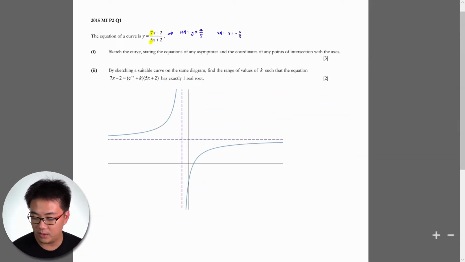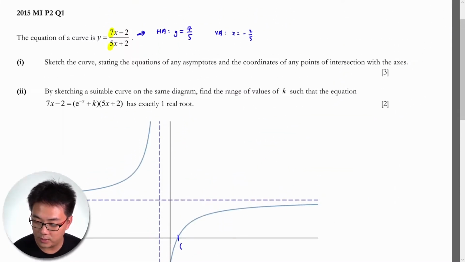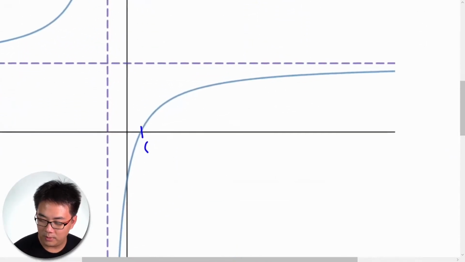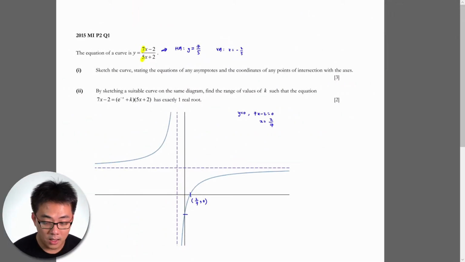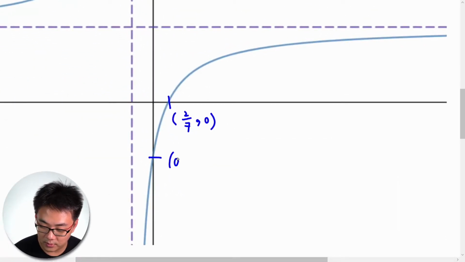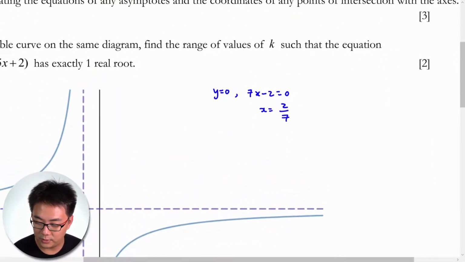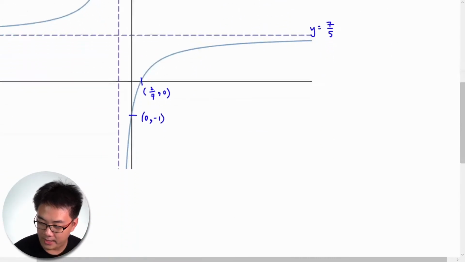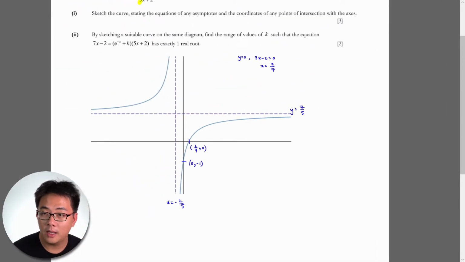So label everything that you have. When y equals 0, then 7x minus 2 equals 0, so x equals 2 over 7. So we label it as 2 over 7, 0. For this one here, when x is 0, y is negative 1, so it's 0, negative 1. And you have y equals 7 over 5, and x equals minus 2 over 5. Okay, that's about it. I think it's okay.